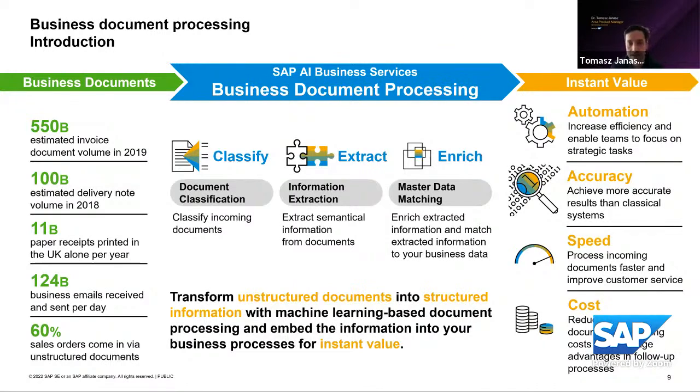Value of that can be seen in various ways. So first of all, increased automation rate, meaning less human involvement into the process. Higher accuracy by leveraging latest machine learning algorithms and continuous improvement over time based on user feedback. Increased processing speed and operational efficiency of your processes. And finally, with all that, companies can achieve significant cost reduction by reducing, for example, human labor that is involved into these processes. Let's move on to the next slide.